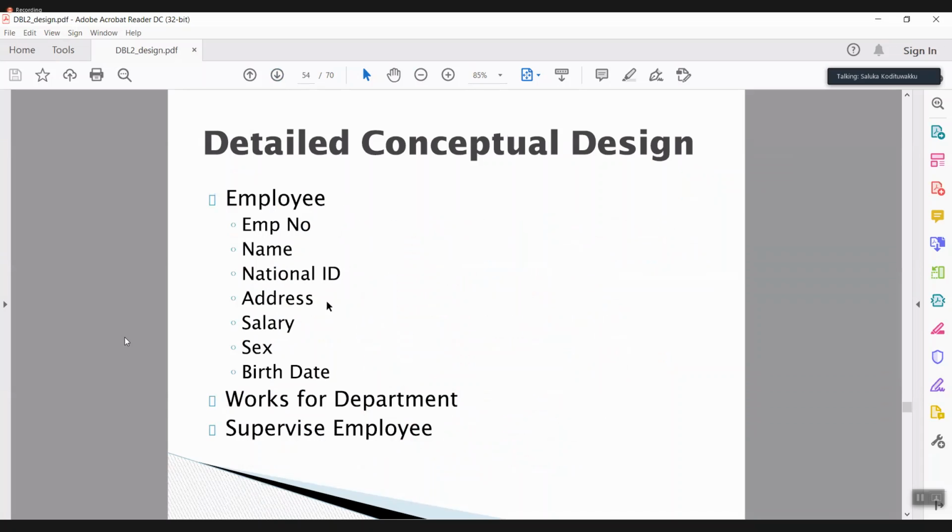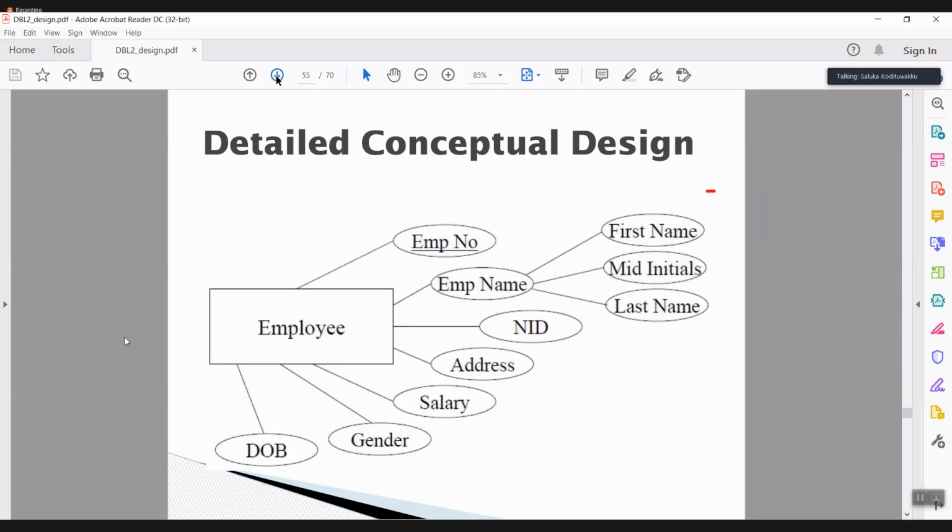Employee number, name, national ID, address, salary, all those. And then the relationships: works for department, supervise employees. The first part indicates the attributes, and the next two indicate the employee's relationship or association with other entities. Here, for the employee, you can see only employee number is unique, but there are no multi-value attributes.